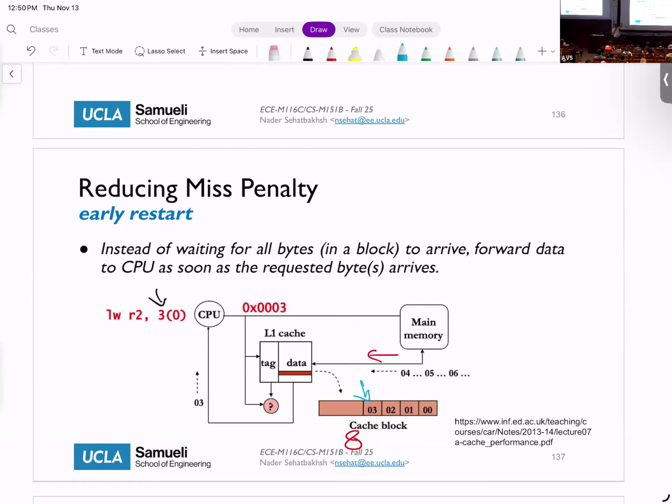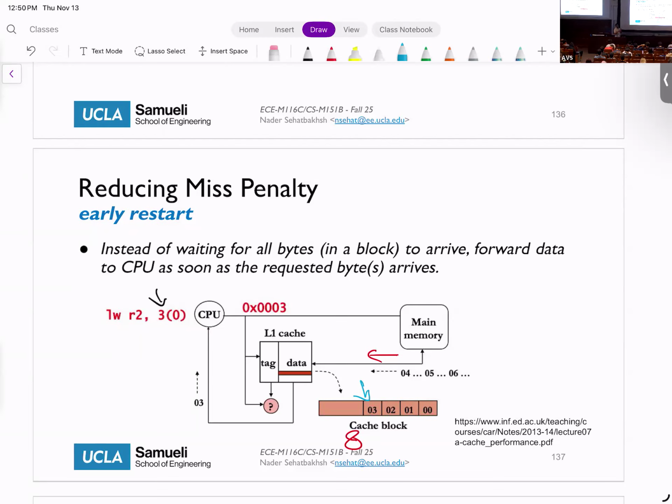We might need other bytes in future. At the moment, it only needs 03. So the moment that 03 is available, give it to the CPU. This is what we call early restart. So the moment the requested byte arrives, forward it to the CPU, which allows things to become faster.